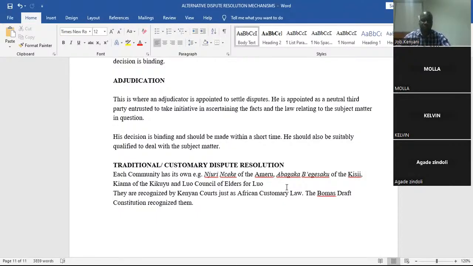They are recognized by the Kenyan courts just as African customary law. The draft that was used to write our constitution also recognized this one as a source of law. So resolving disputes under the African customs way. So these are ways of how you can resolve disputes alternatively instead of having to go to a court of law. So that is what we mean by alternative dispute resolution mechanisms.